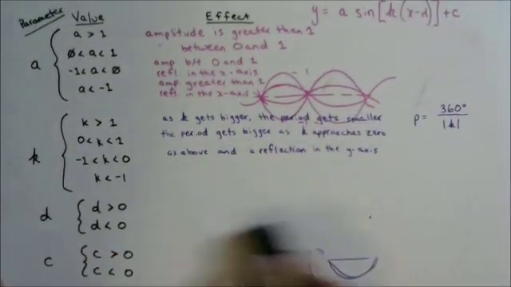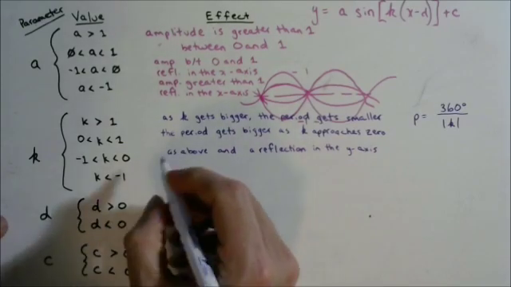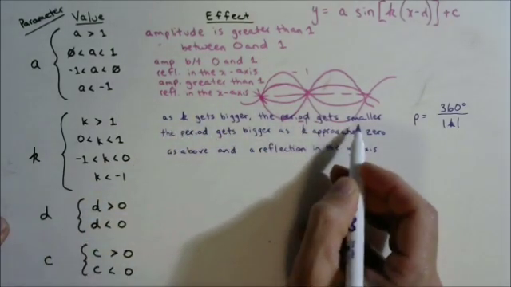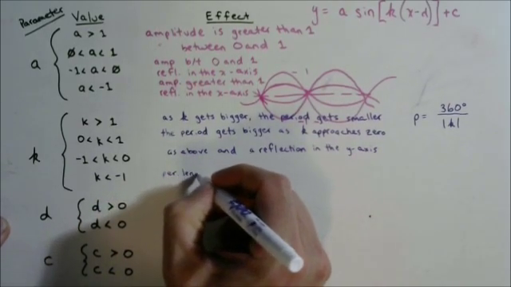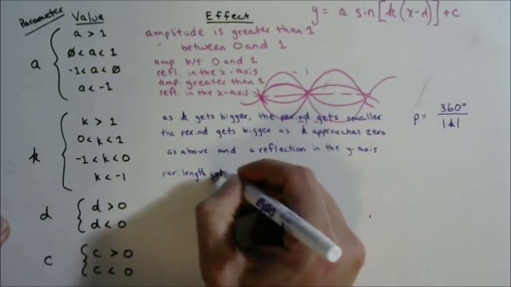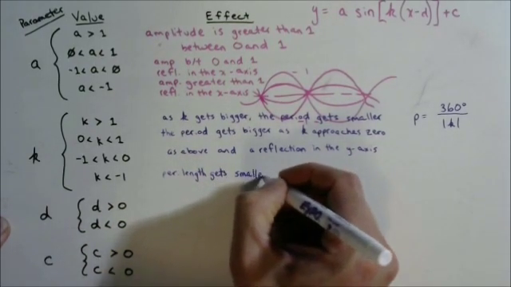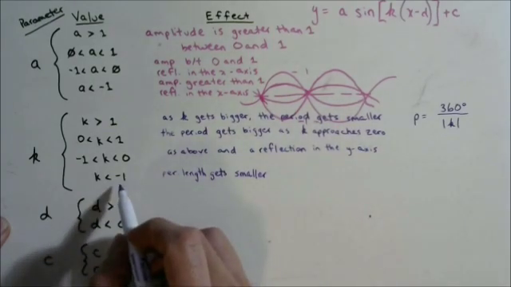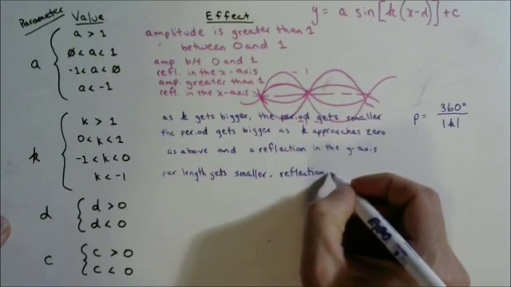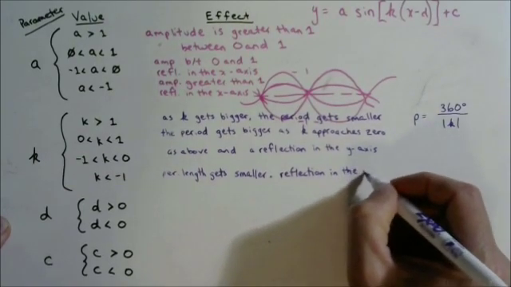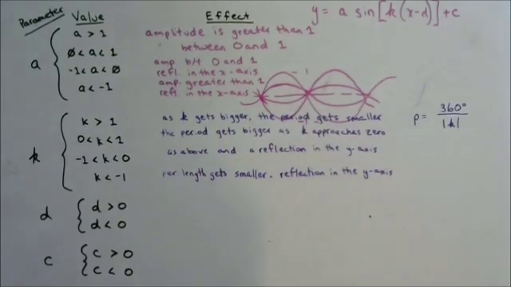Okay, and our last one for the parameter k, if k is less than -1, then we have the period length getting smaller. Period length gets smaller. Implied there is as k, the absolute value of k gets bigger, or as k gets more and more into the negatives beyond -1. And we know here there is a reflection in the y-axis. All right, so those are our multiplying factors, our multiplying parameters.